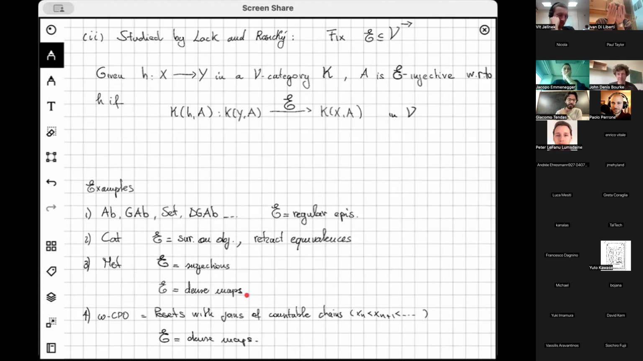And if you consider metric spaces, you can consider also dense maps and get even different notions of injectivity and so on. And then if you consider posets with joins of countable chains, you also have a notion of dense maps there. Since it will also appear later, I guess everyone knows what a dense map is. It's just something where, when you take the closure of the image, you get the whole thing.